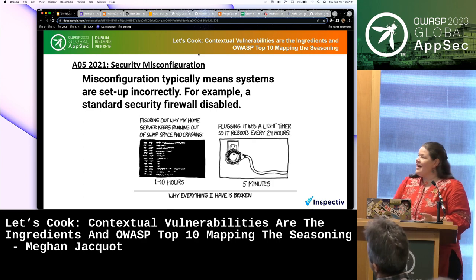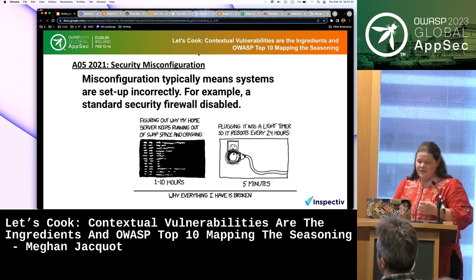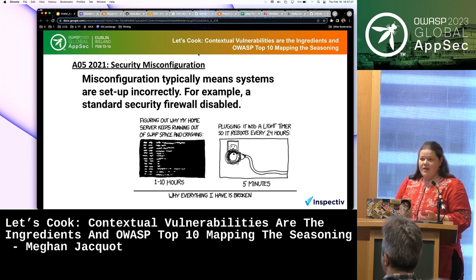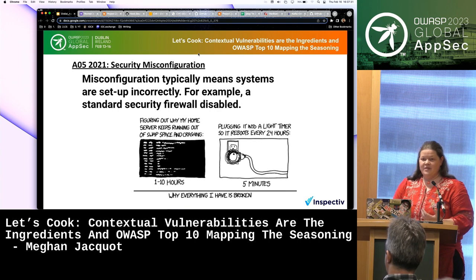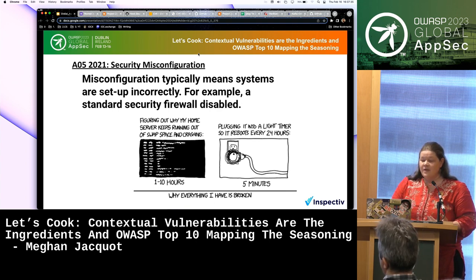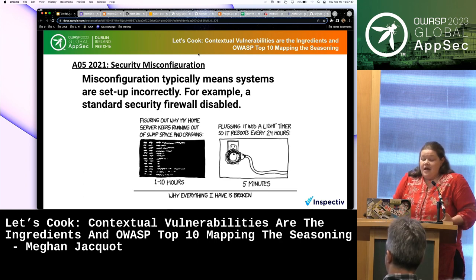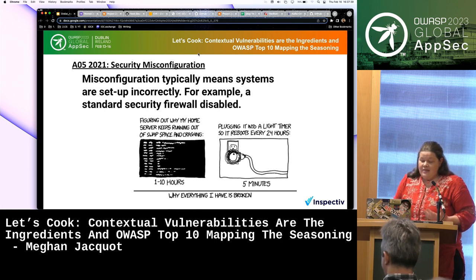Our next one is security misconfigurations, misconfigs. We could think about maybe there is a translation issue. You're going between metric and imperial measurement systems in this recipe, and then all of a sudden you have way too much baking soda and it just does not do what you expect, right? So it's a misconfiguration. It's not what you planned.